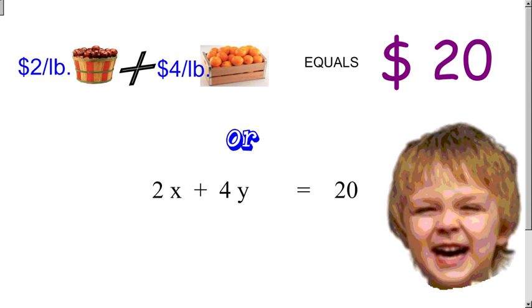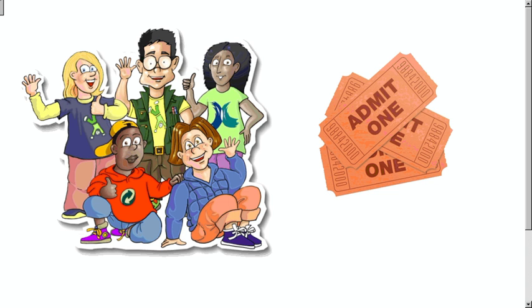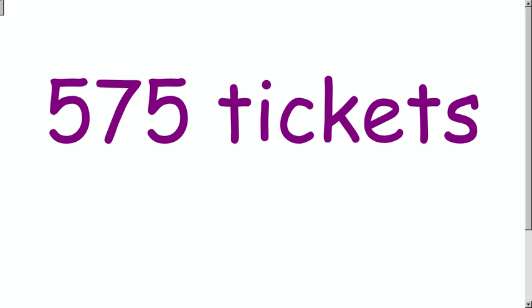Let's look at another example where we're going off to the movies. Let's say we're the manager of the movies, and we need to know how many tickets we sold that night. Well, of course, we have kids' tickets. We also have adult tickets. And we also know that we sold 575 total tickets.